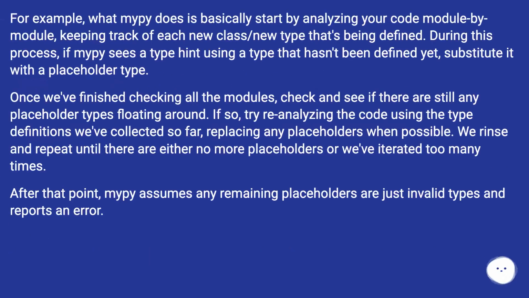For example, what Mypy does is basically start by analyzing your code module by module, keeping track of each new class and new type that's being defined. During this process, if Mypy sees a type hint using a type that hasn't been defined yet, it substitutes it with a placeholder type. Once we've finished checking all the modules, check and see if there are still any placeholder types floating around. If so, try reanalyzing the code using the type definitions we've collected so far, replacing any placeholders when possible. We rinse and repeat until there are either no more placeholders or we've iterated too many times. After that point, Mypy assumes any remaining placeholders are just invalid types and reports an error.